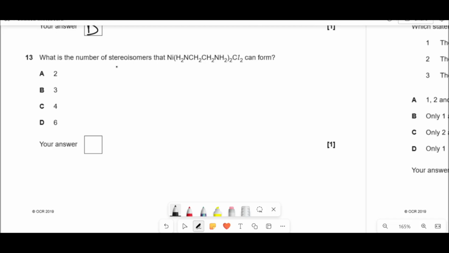Now it says, what's the number of stereoisomers that this can form? So this is Ni with this thing here. Now remember, with transition metals and ligands, look out for where the lone pairs are, and that'll tell you how many coordinate bonds it can make. There's a lone pair here and a lone pair here. So this is bidentate, right? And then these are Cl minuses, so there's only one lone pair each.